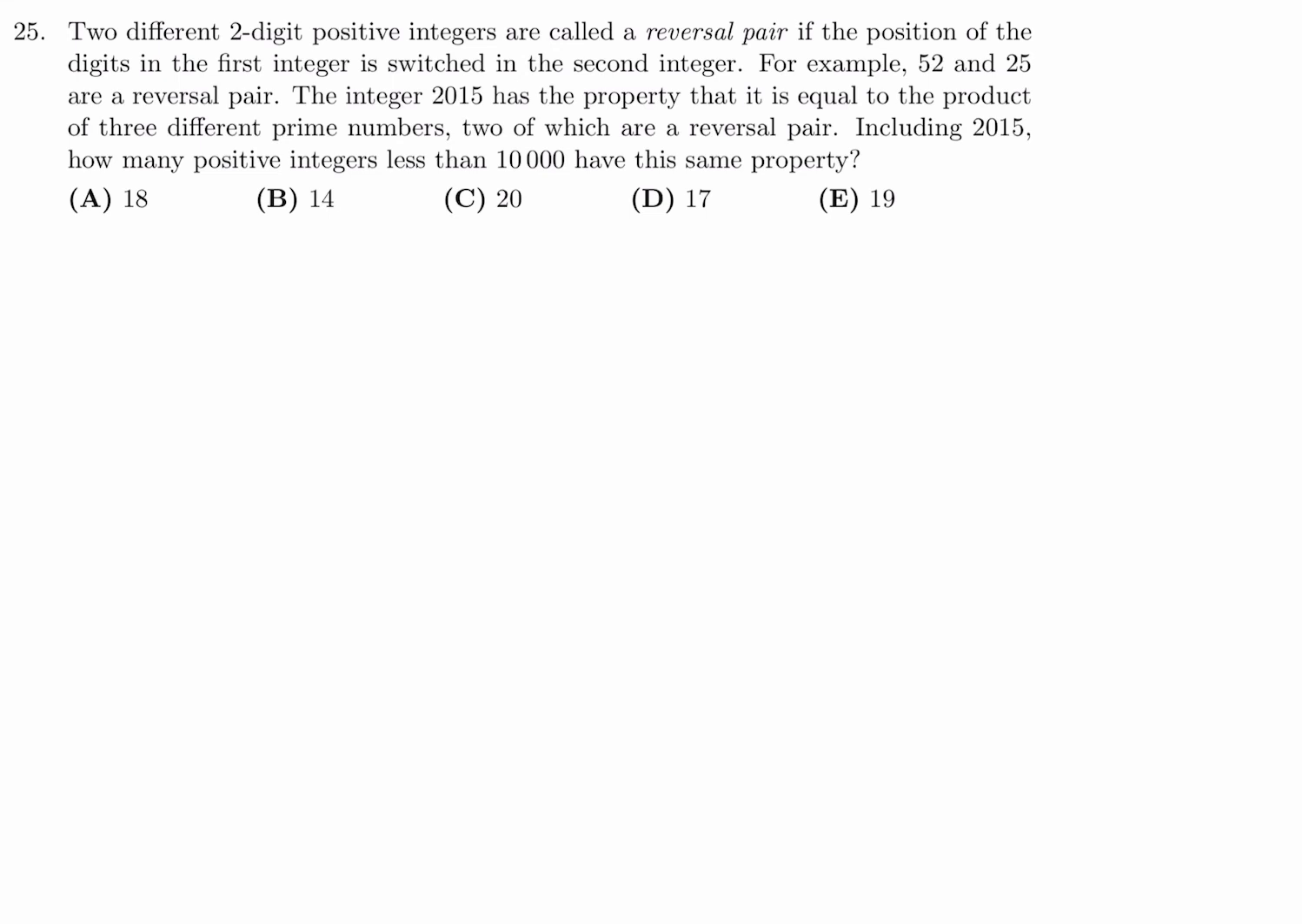All right, well, the first thing is just to look at 2015 when you break it up into prime factors. It's 5 times 13 times 31. And obviously, these are the ones that make up that reversal pair, 13 and 31. So we want to have an integer less than 10,000 that can also be written as a product of three different prime numbers. So prime 1, prime 2, prime 3. And two of them have to be a reversal pair.